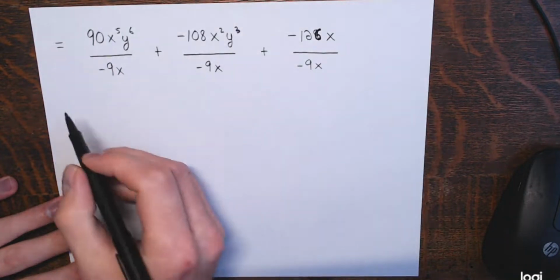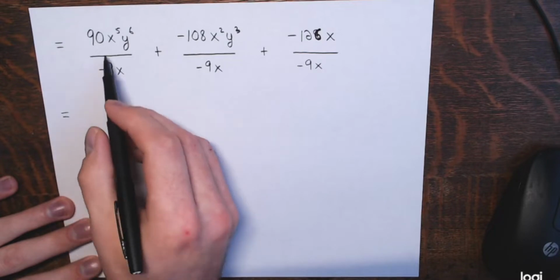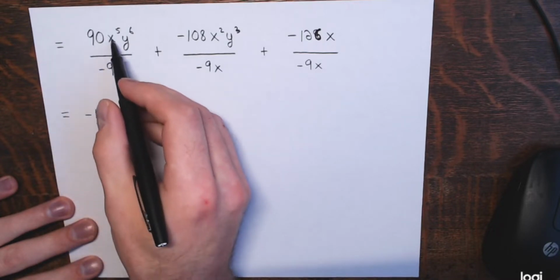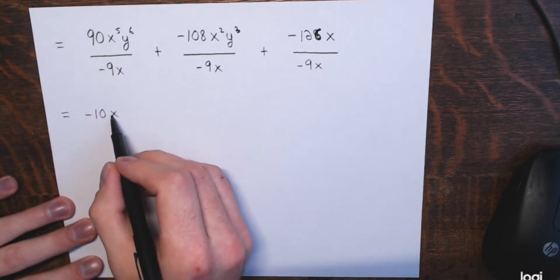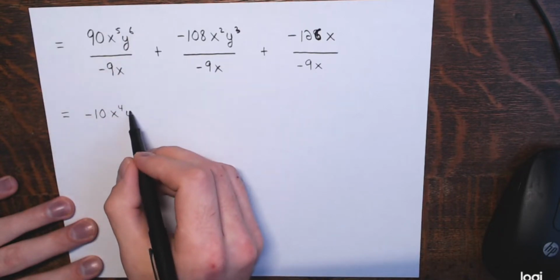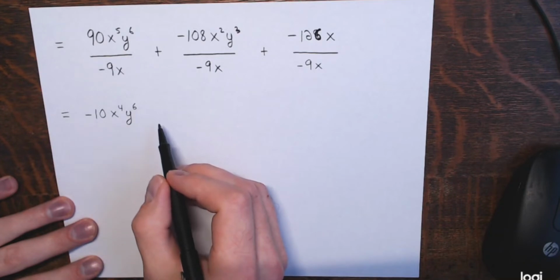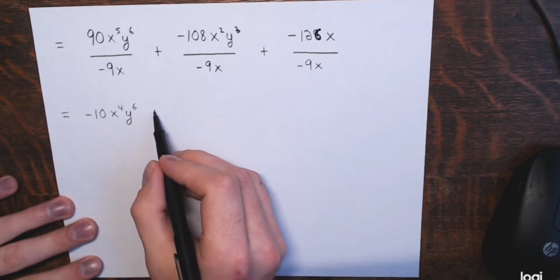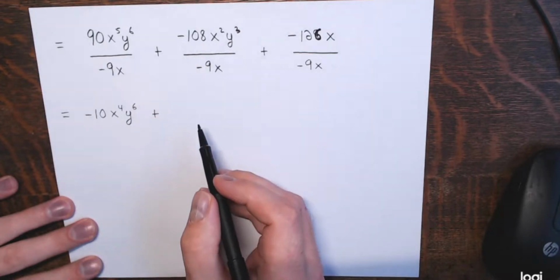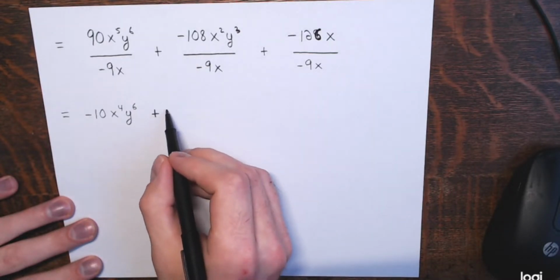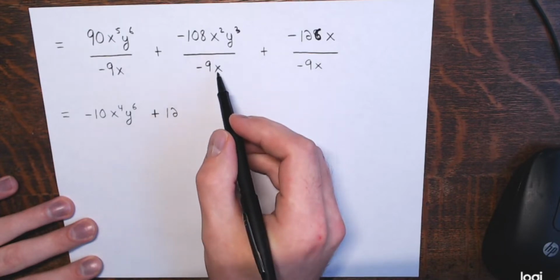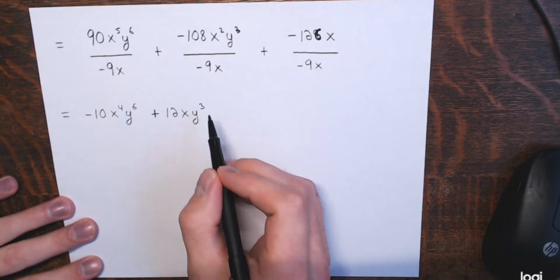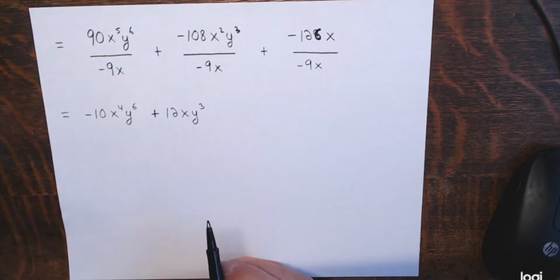And then we simplify each of these. First one, the coefficient would be negative 10, and then x to the fifth over x becomes x to the fourth, and then you still have this y to the sixth. So negative 10 x to the fourth y to the sixth. Plus, negative 108 divided by negative 9 would be positive 12, right? So plus 12. X squared over x becomes x to the first, and then you still have the y cubed also in the numerator, so positive 12 xy cubed.